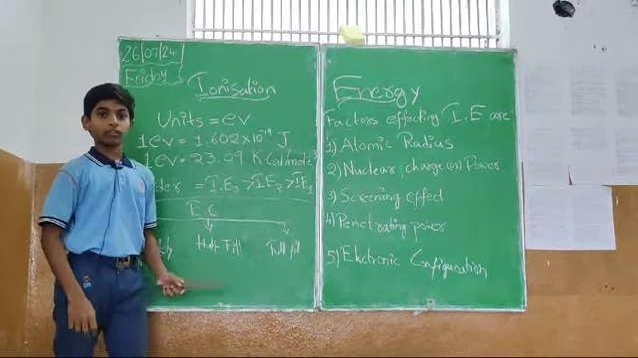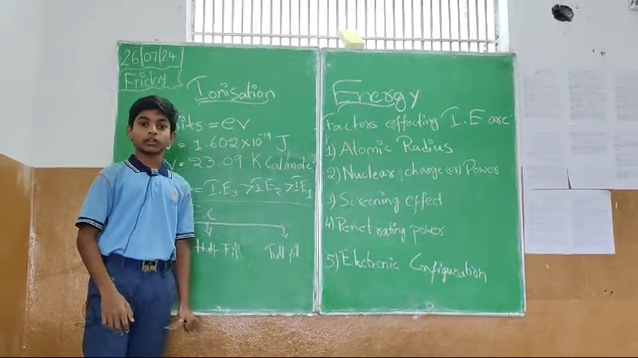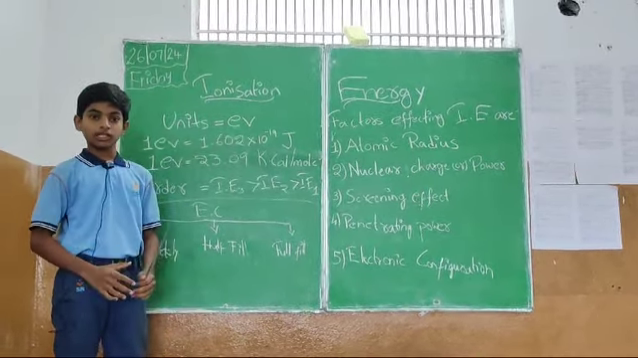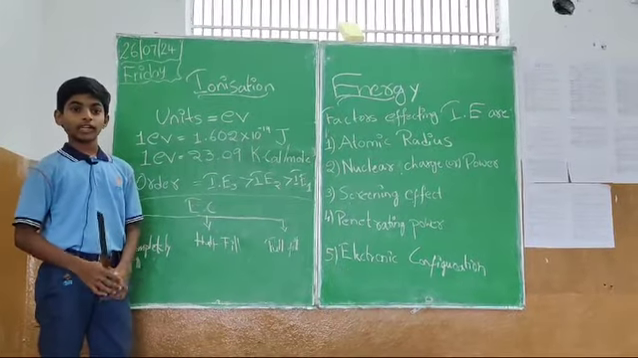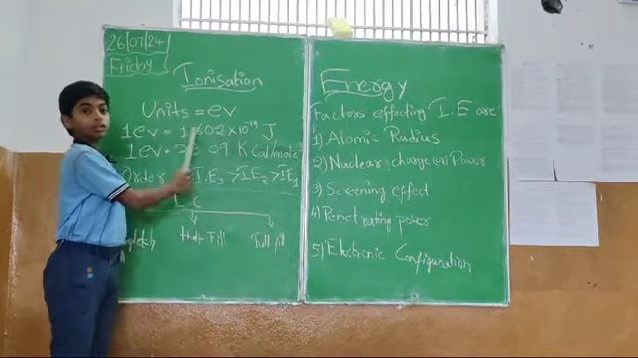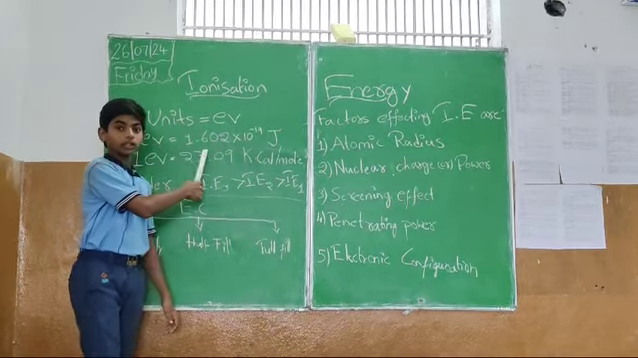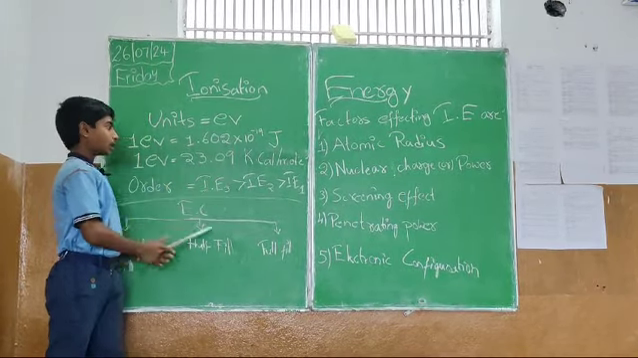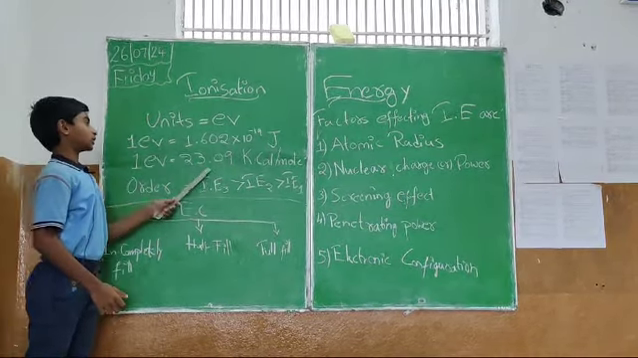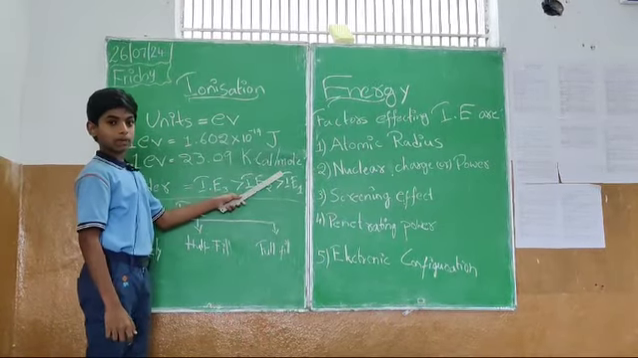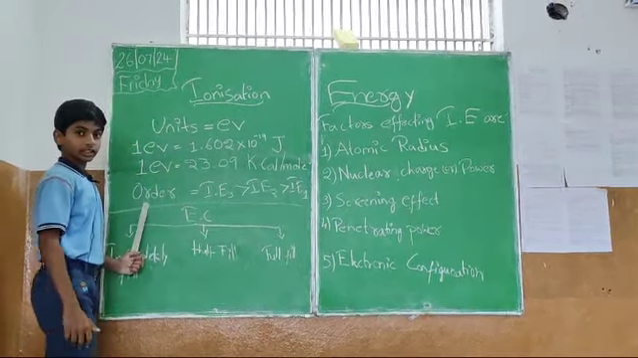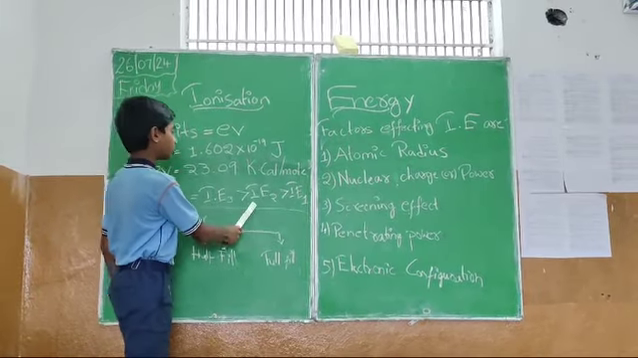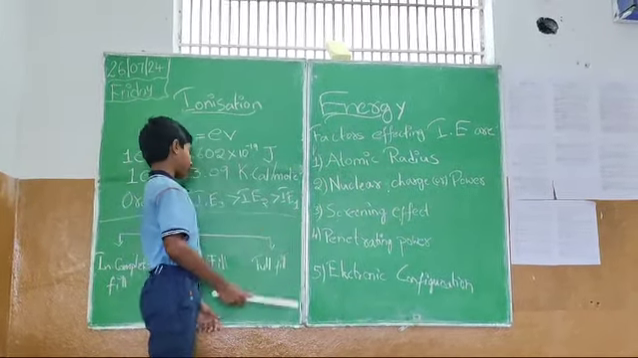The minimum energy required to remove an electron from an isolated neutral gaseous atom is known as ionization energy. The unit of ionization energy is the electron volt. 1 electron volt equals 1.602 × 10^-19 joules, and 1 electron volt equals 23.09 kilocalories per mole. The order of ionization energy is IE3 greater than IE2, and IE2 greater than IE1.